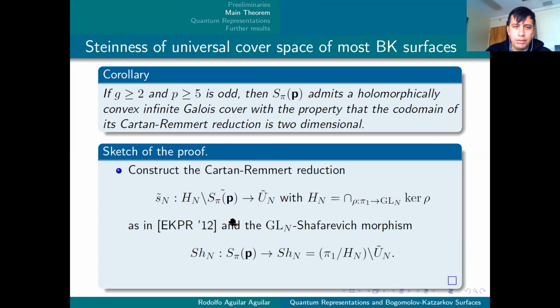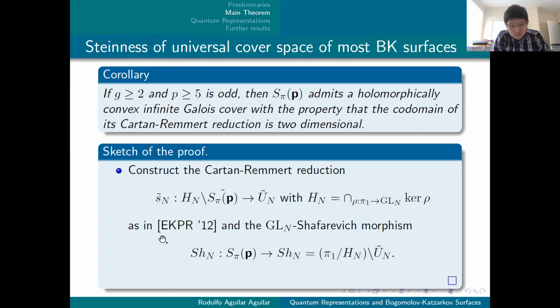You consider the universal cover of the variety that you are considering, and then you quotient by the action of H_n, which is a group where you consider all the representations of the fundamental group to some GL_n with n fixed, and you intersect all the kernels of these representations to make this quotient, and this is holomorphically convex. Well, they show that; that's the main theorem. And then as it is holomorphically convex, you can have the Cartan-Remmert reduction. This reduction gives you a Stein space whenever you have a holomorphically convex one.